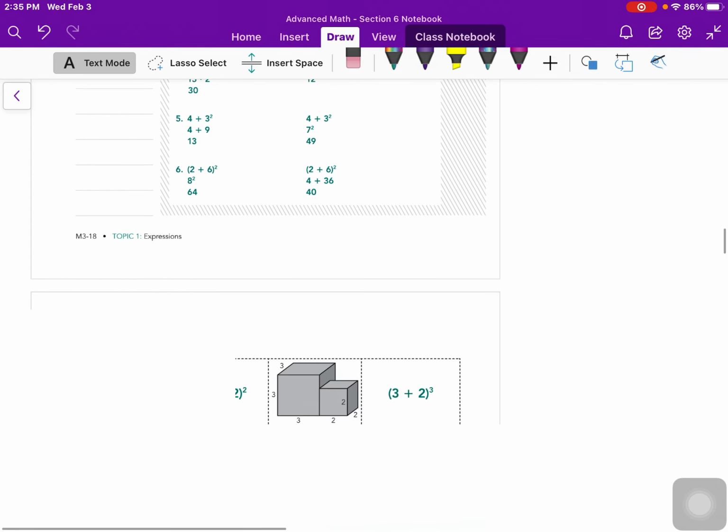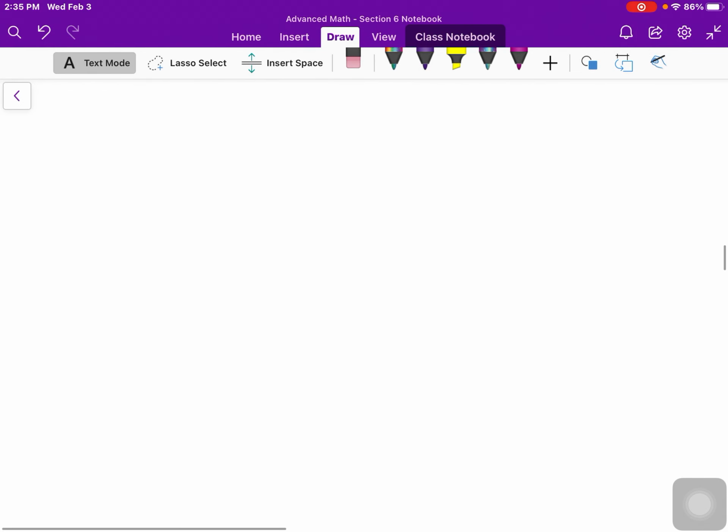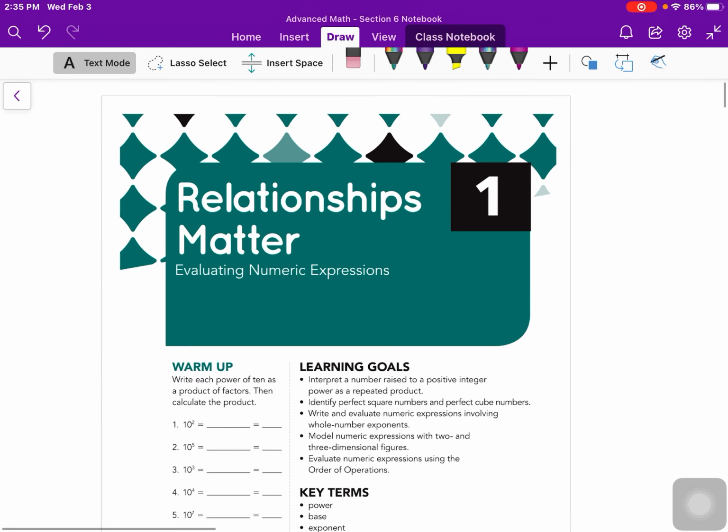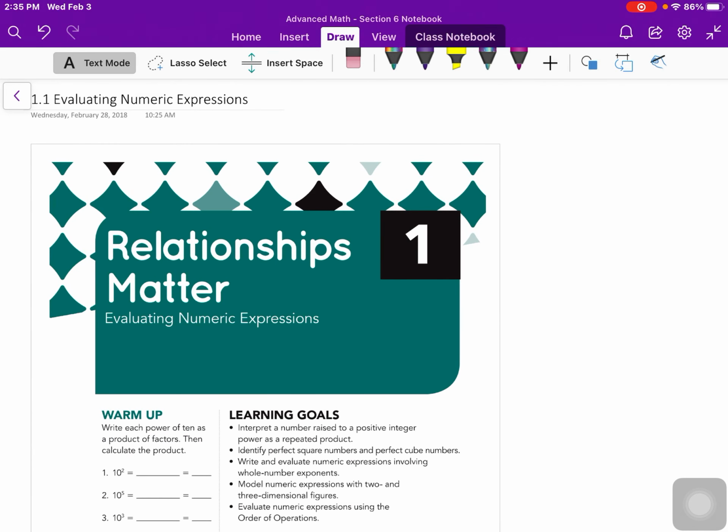I think we're going to skip those for now. We don't need our expression cards right now. And that will be the end of our lesson. I hope you understand how to do the order of operations.